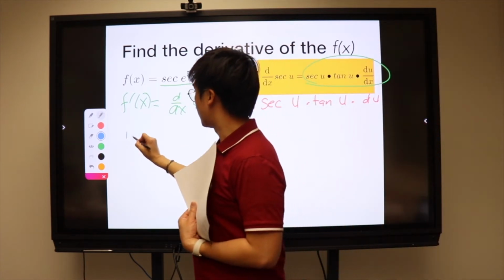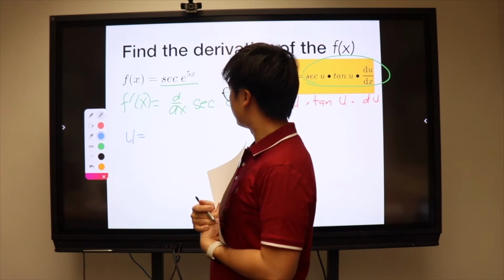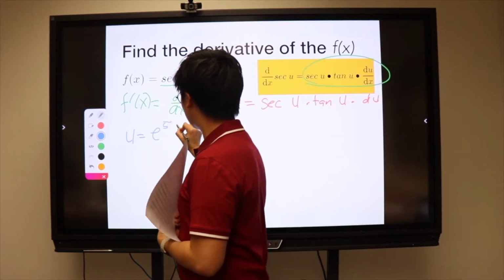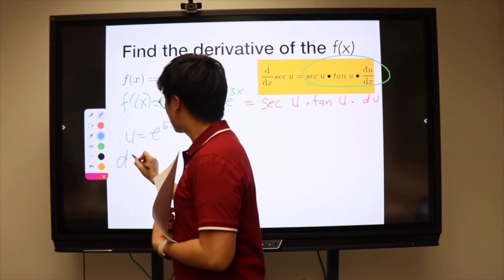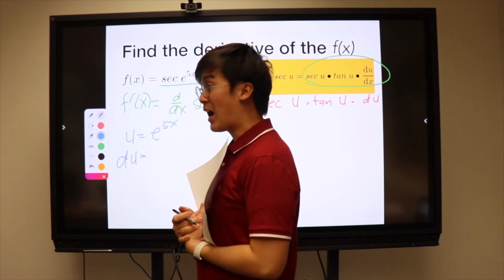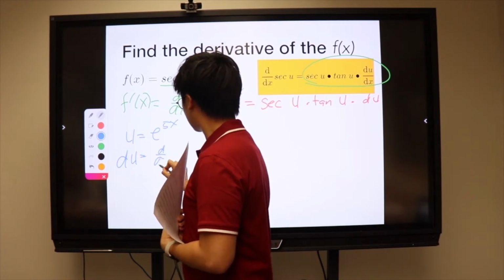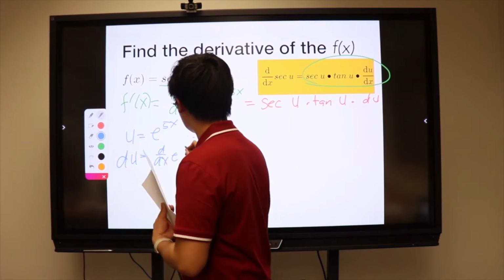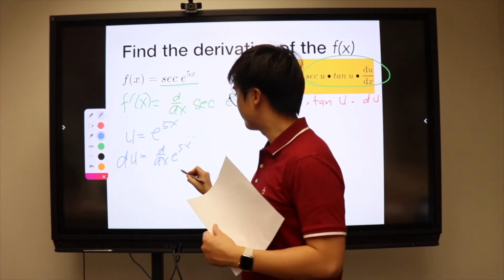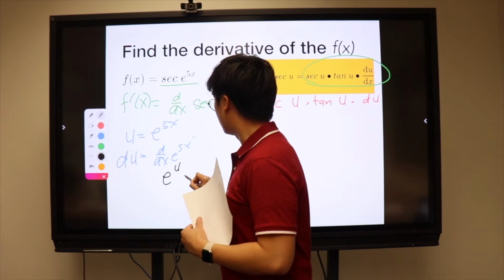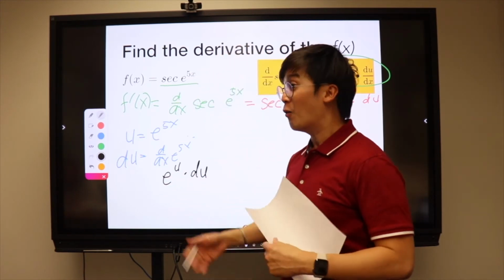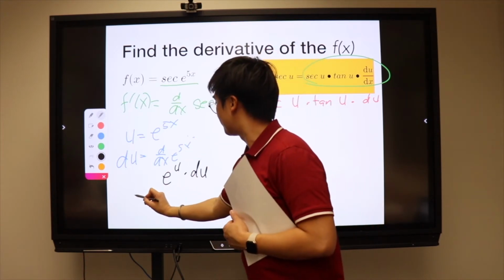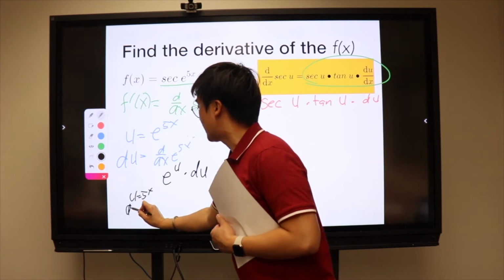U. And what is u? E to the 5x. Yes. Now, what is the derivative of e to the 5x? Do you still remember how to take the derivative of e to the 5x? E to the u times du, right? What is the u of your e to the u this time? 5x. And what is du?